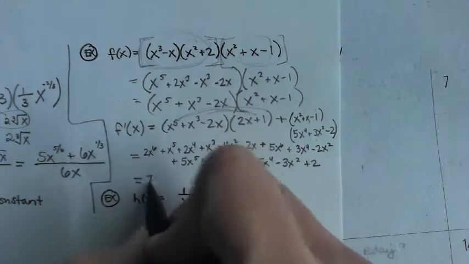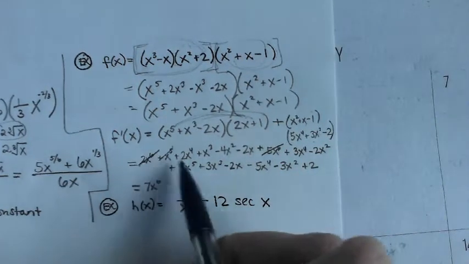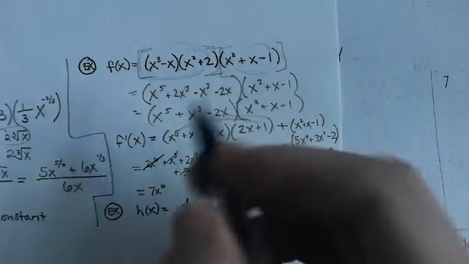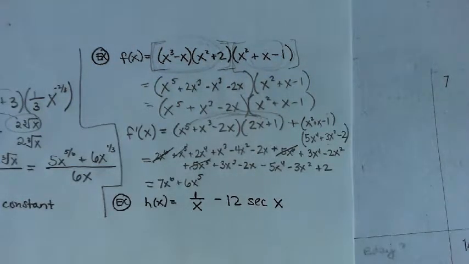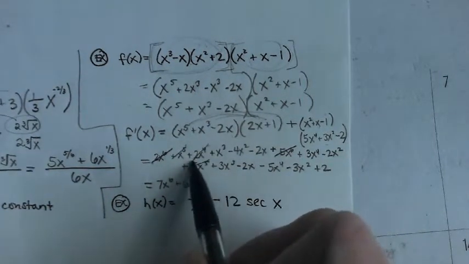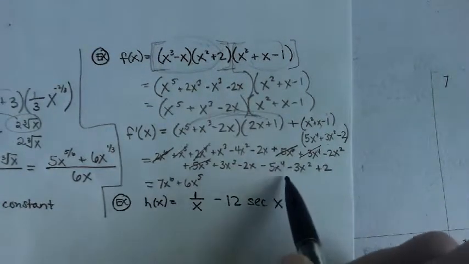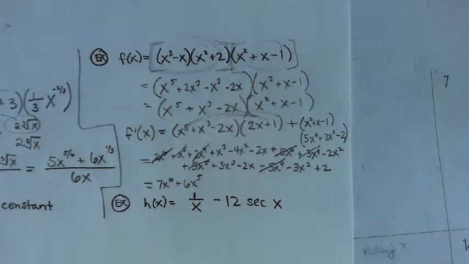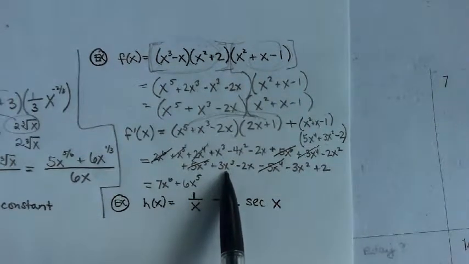7x to the 6th. How many x to the 5th do we have? 1 plus 5 is 6. 6x to the 5th. And then to the 4th, we've got 2 plus 3 is 5 minus 5, so that's gone. No x to the 4th. X to the 3rds, we've got 1 plus 3 more is 4.